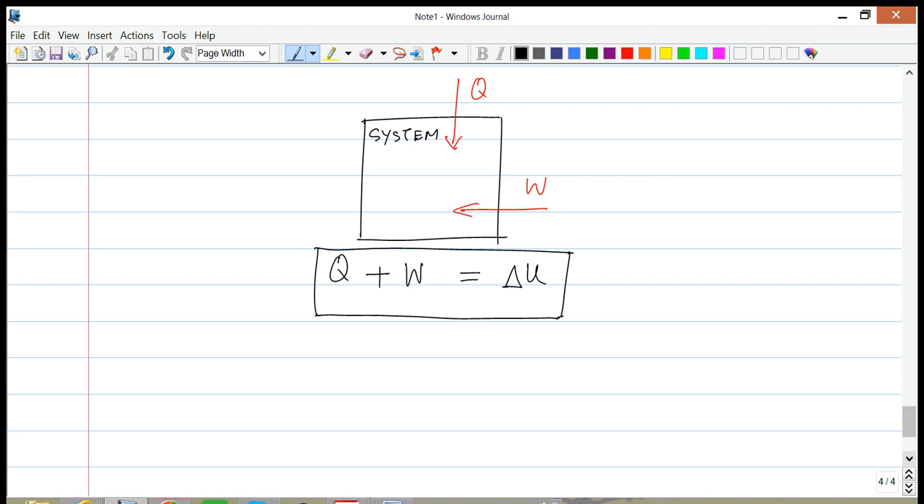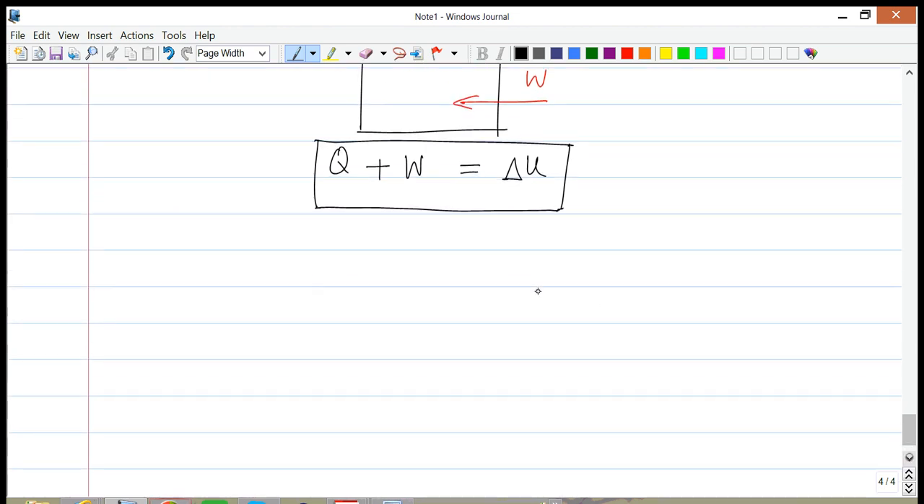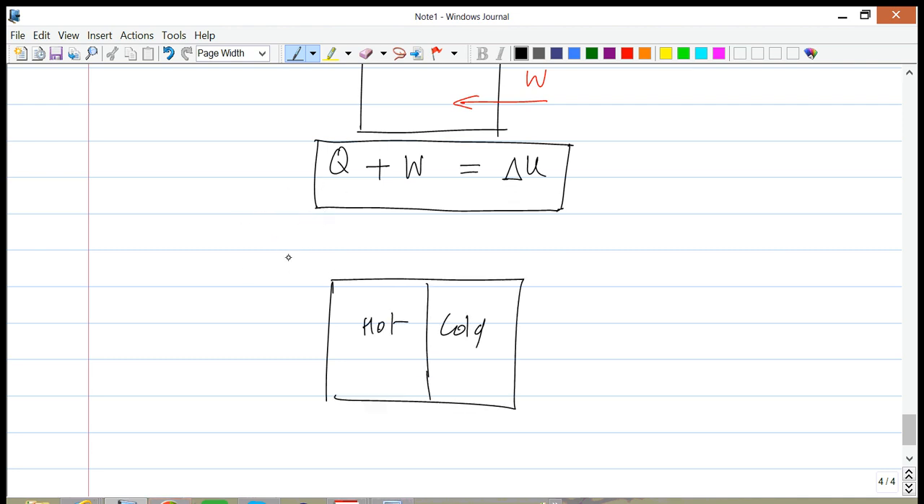For instance, if I have a hot object in contact with a cold object, we know that they are going to exchange heat with each other until we reach thermal equilibrium, at which point the temperature is going to be fixed. In this process, the hot loses energy and the cold gains energy, in such a way that the net change, net delta Q, is equal to 0 for the system. So clearly energy is conserved.